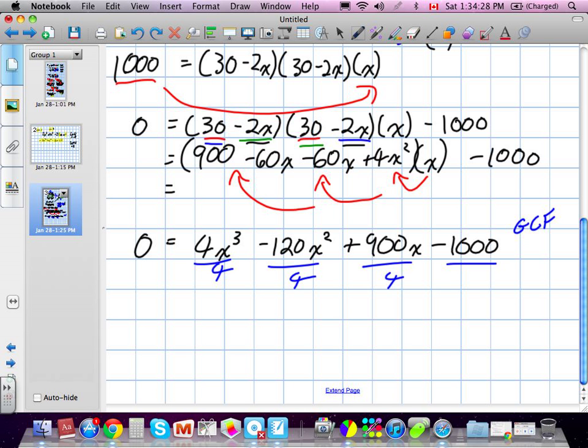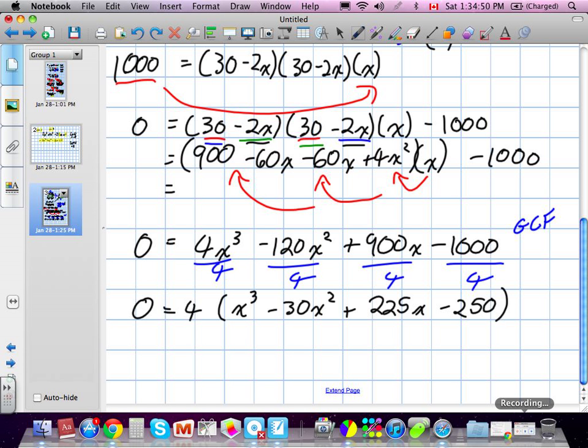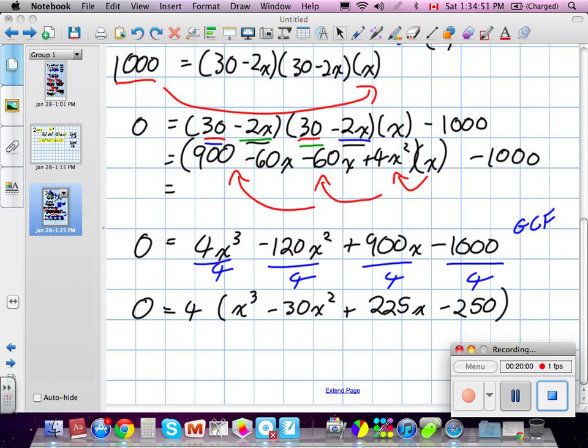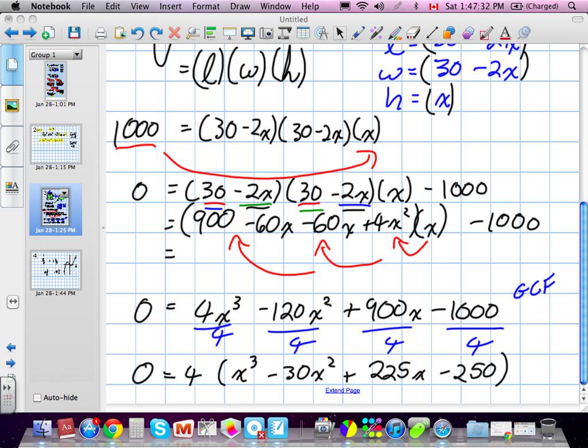And it turns out 4 is the greatest common factor of all of these. Which means we now are left with 0 is equal to 4x cubed minus 30x plus, I think it's 225x minus 250. Now we can work on factoring that polynomial there. Might be a little simpler to look through. Still a big number at the end though.